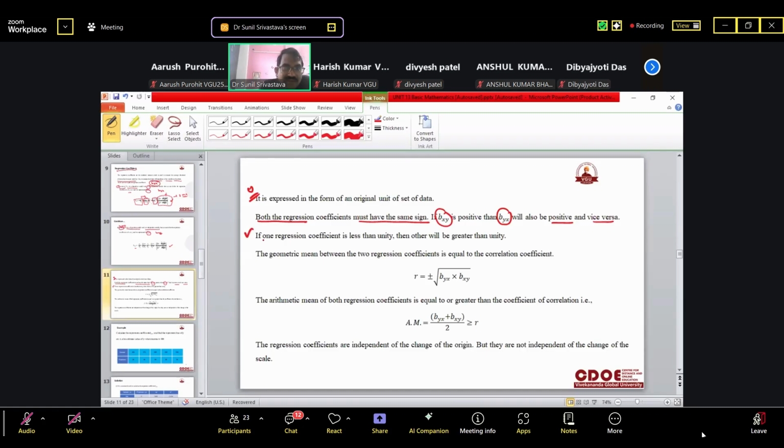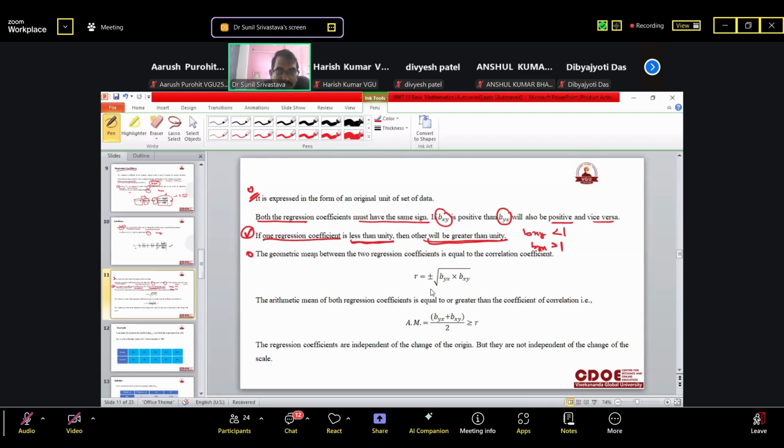One thing is that if one regression coefficient is less than unity, the other will be greater than unity. If bxy is less than 1, then byx will be greater than 1.